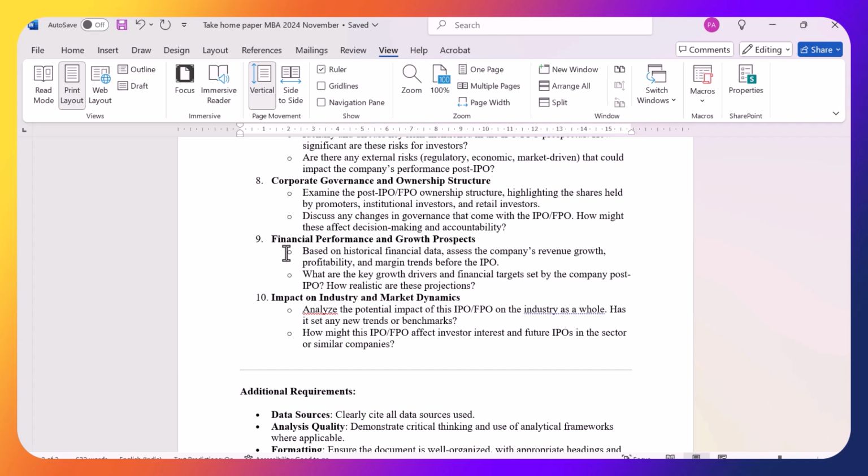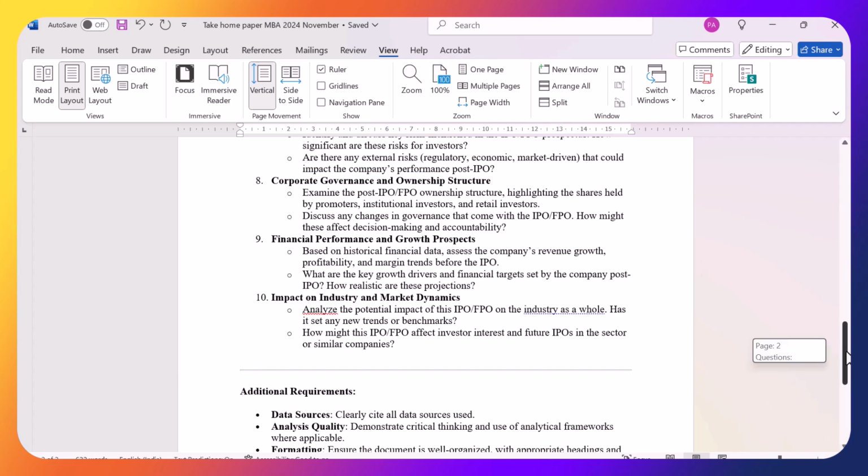For example, a company like Devyani International, which is basically a franchisee of Pizza Hut and KFC, was already an existing company, so it was already performing and declaring results. But then it became a public listed company, so all the information is available in the public domain, either on the screener or on the offer document. So you get the impact on industry and market dynamics, you have to just look at that.